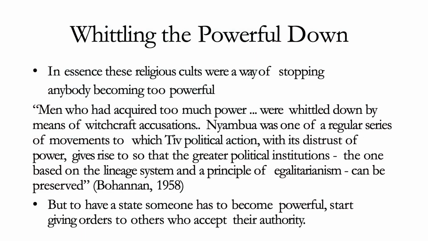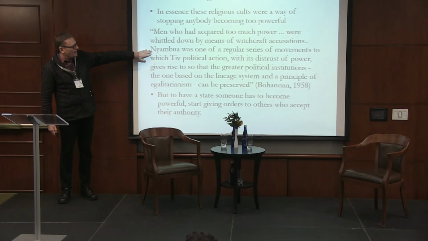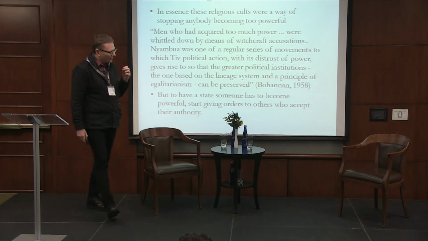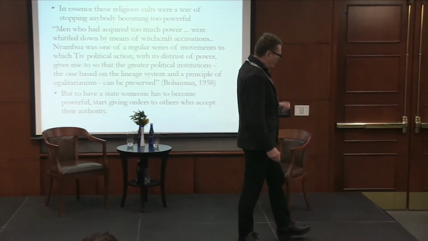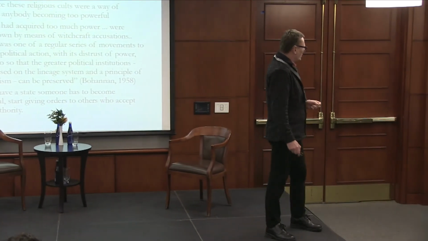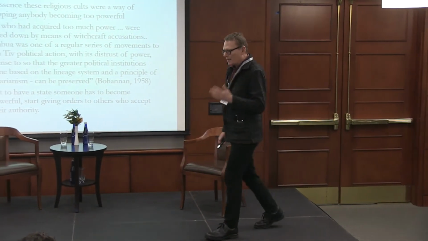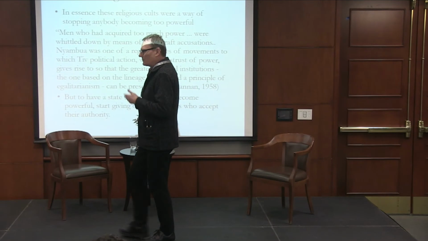Men who acquired too much power were whittled down by means of witchcraft accusations. You searched out the fake salve with your fly whisk, and then you accused the person of being a witch. Nyambua, the name of the cult, was one of a regular series of movements to which Tiv political action, with its distrust of power, gives rise, so that the greater political institutions based on the lineage and egalitarianism can persist. Distrust of power, that's the key.